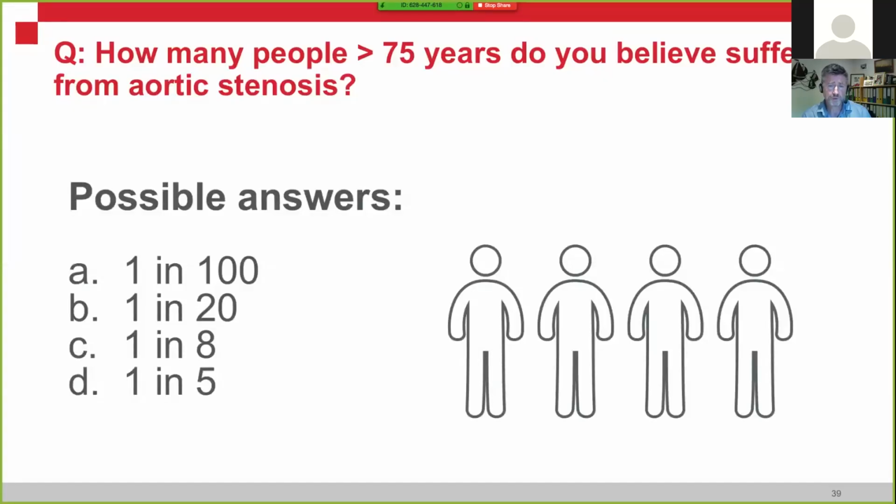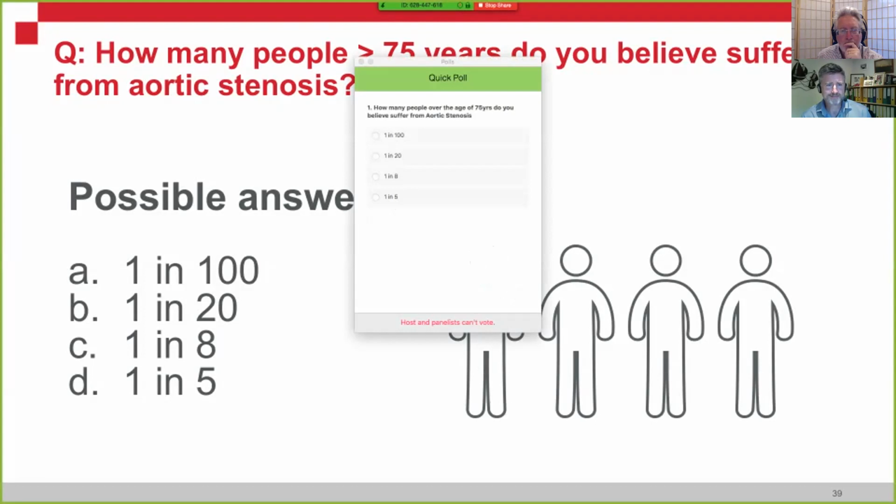So again, just a quick poll, Simon, if that's okay. Just a rough idea. Looking at aortic stenosis now, in terms of our patients in general practice over 75, how many do you believe may have or suffer with aortic stenosis? 1 in 100, 1%, 1 in 20, 1 in 8 or 1 in 5?